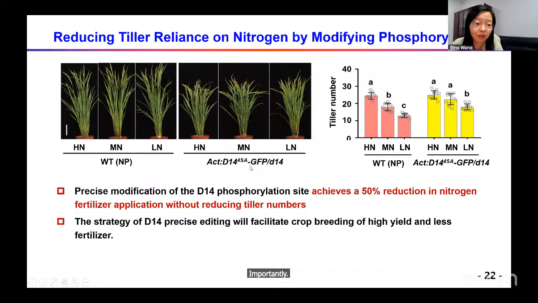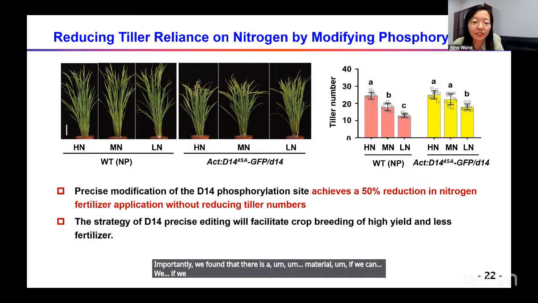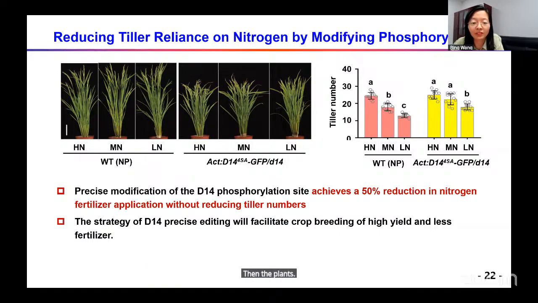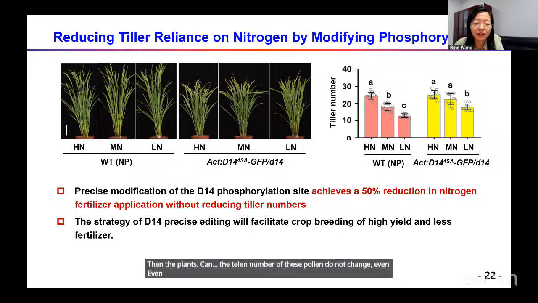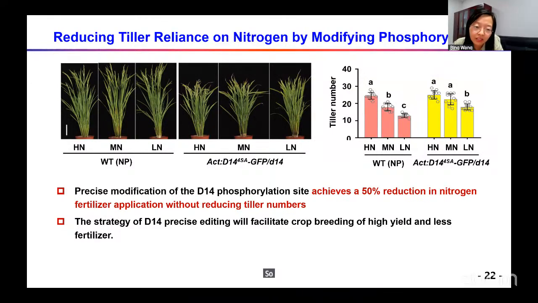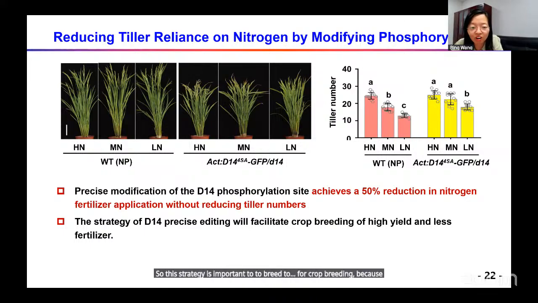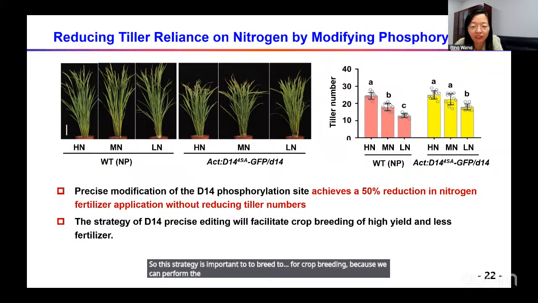Importantly, we found that there is a useful material. If we change the phosphorylation state of D14, that is, block the phosphorylation process, then the tiller number of this plant does not change, even if we reduce the nitrogen fertilizer by 15%. So this strategy is important for crop breeding, because we can perform precise editing to achieve high yield with less fertilizer.